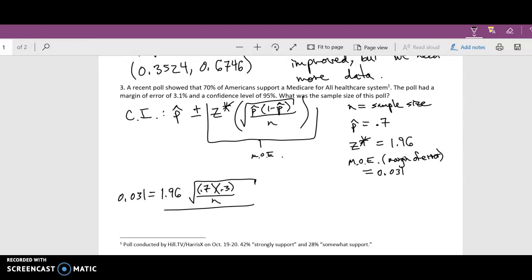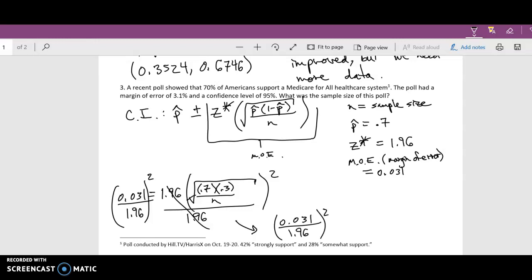Okay, so we'll divide on both sides by 1.96. We're just solving this for n. It says what's the sample size for this poll. That's all we need to know. So once we divide by this, we're going to square both sides. And Desmos can do this all at once if we're just careful about how we do it. So let's see. We're going to have 0.031 over 1.96 squared. Over here, the square is going to kill the square root.